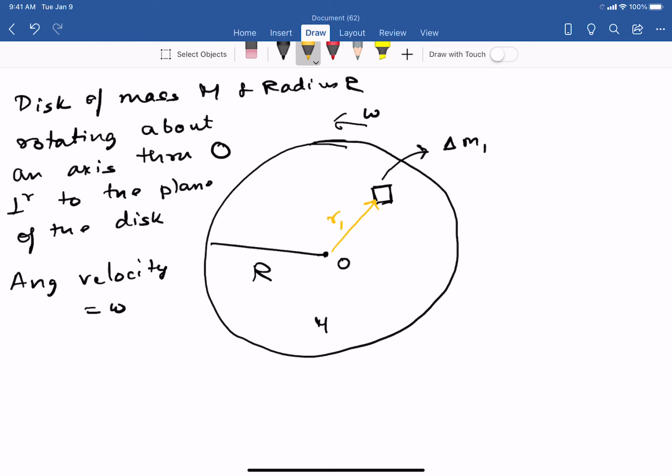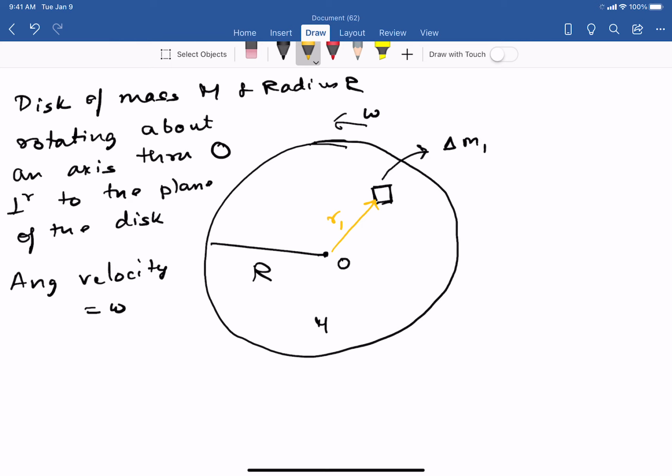It has a mass delta m1 and has a distance r1 from the center. Let's see if we can find the kinetic energy of this little segment over here, and then we'll find the kinetic energy of every segment on the disk and then add them all up to find the total kinetic energy of the disk. So that's the plan here.